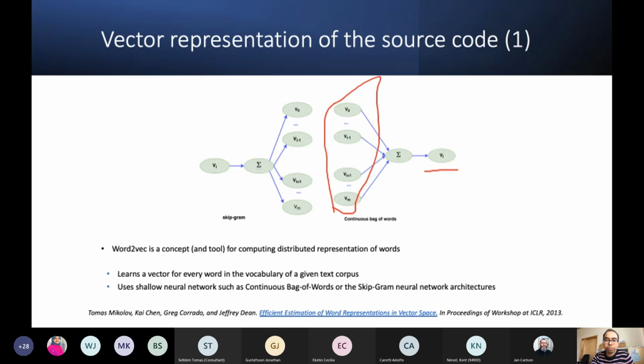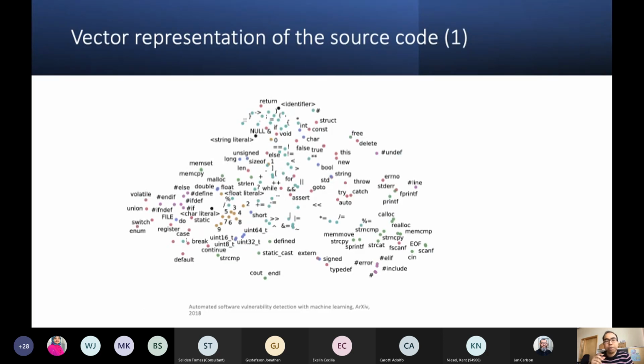So these are two shallow neural network models, and there are other techniques that use this kind of network that also existed before, but they are computationally expensive. But this skipgram and continuous bag of words model were popular because they were also very computationally efficient. So the question is, if we employ this word2vec that basically makes a distributed representation of the code, are they good for source code analysis or not?